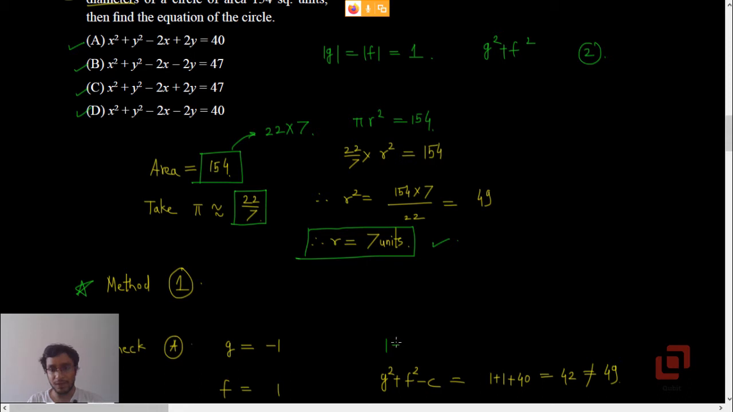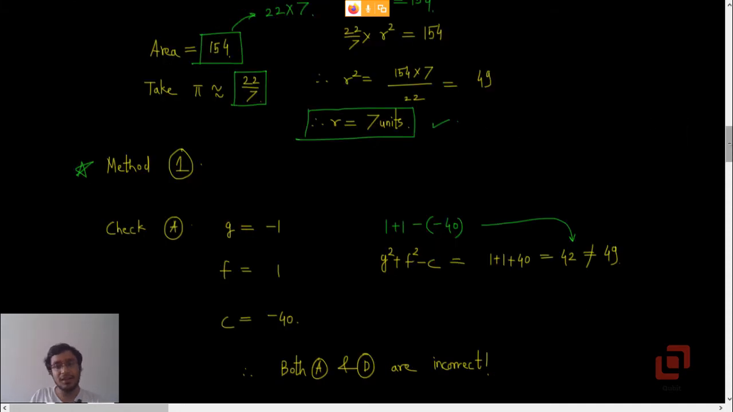It is going to be 1 plus 1 minus, if you shift this 40 to the left hand side, it will acquire a negative sign. So that is plus 42. Is it equal to 49? No, it is not equal to 49. That is square of the radius. So ignore A.